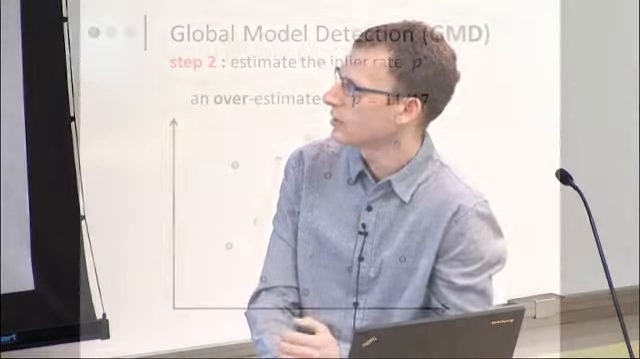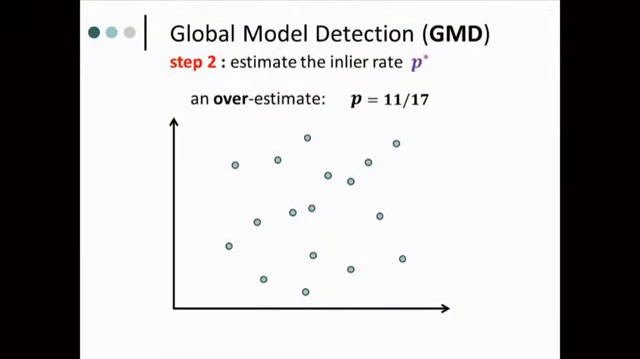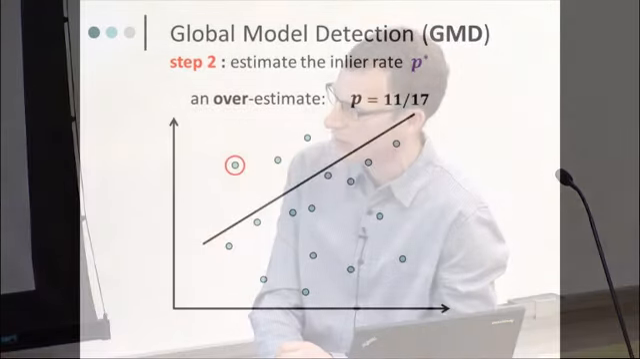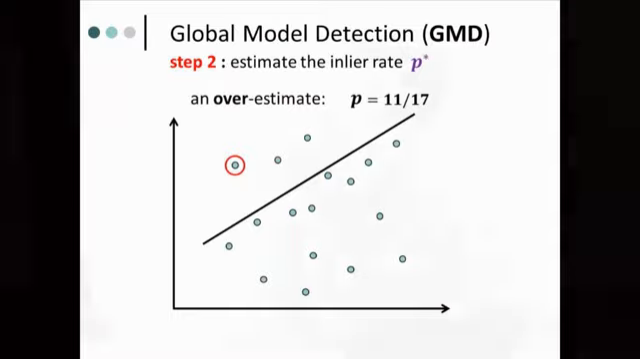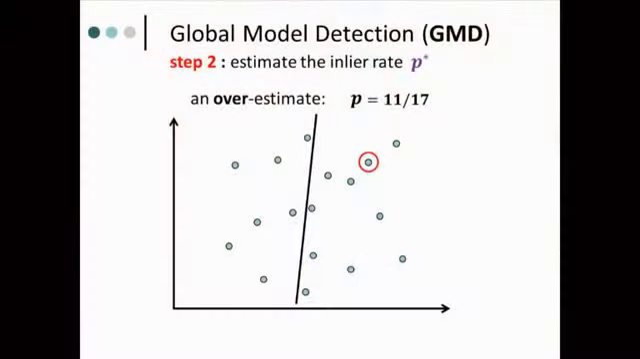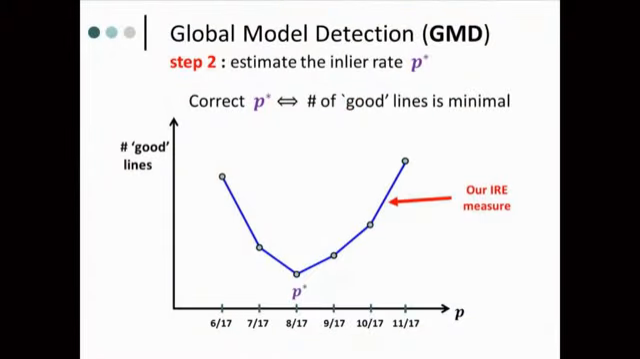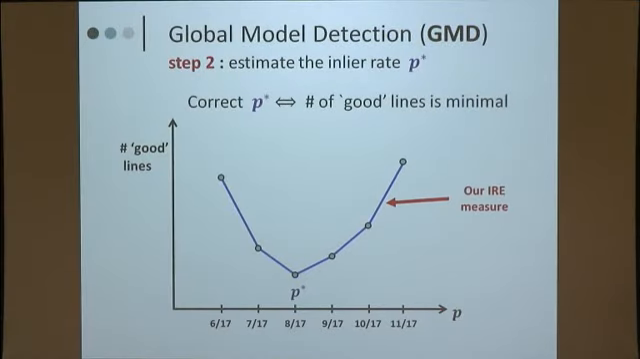And if you take an overestimate, like 11 inliers, you have the same behavior. This is maybe the best line for 11, but there are many lines for 11 points that have a similar error. So what we get overall, and this is just an illustration, but this is the behavior we see, is that if we look at the x-axis at different possible inlier rates, and for each one we count the number of what we call good lines or good models.